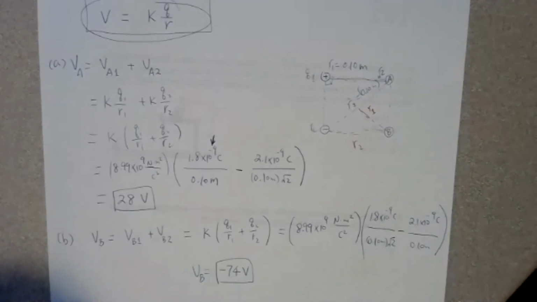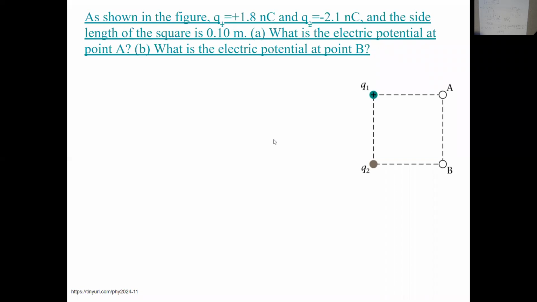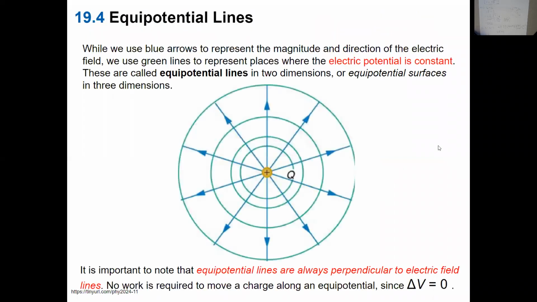If that's clear, we can move on. The next section talks about equipotential lines. Remember that in a gravitational field, we also have equipotential lines or contour maps. When that happens, you are at the same height level, and at the same height level you have the same potential.